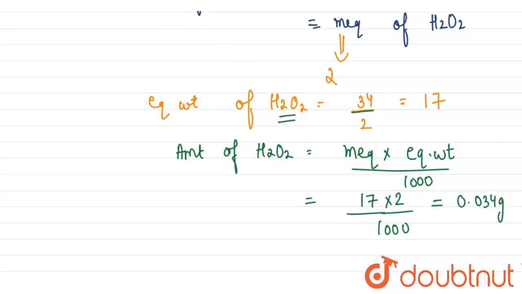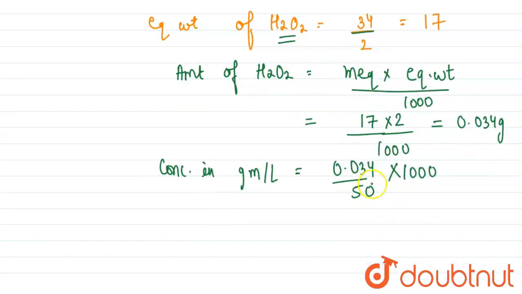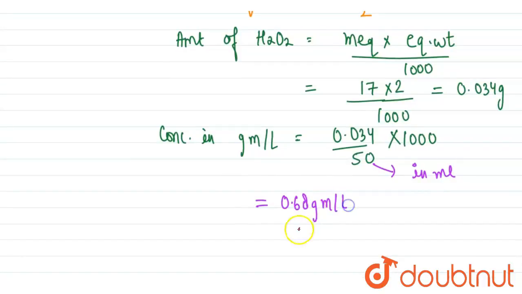0.034 gram. And concentration in gram per liter will be 0.034 divided by the volume into 1000, because this volume is in ml and we have to find the concentration in gram per liter. So this comes out to be 0.68 gram per liter. That is option number B. So our answer is option number B for the given question.